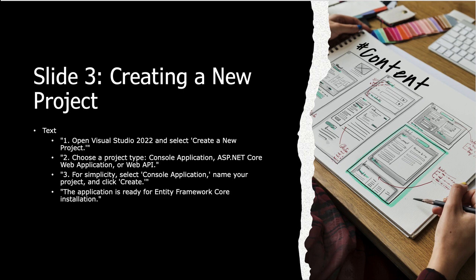So you have to create your new project in Visual Studio 2022, and then for the project type you can choose between a variety of options like console application, ASP.NET Core web application, or even web API. To keep things simple, I'll just select console application. Once you make your selection and click next, name your project meaningfully, hit next, and then click create. And then your application is now ready for the Entity Framework Core installation.